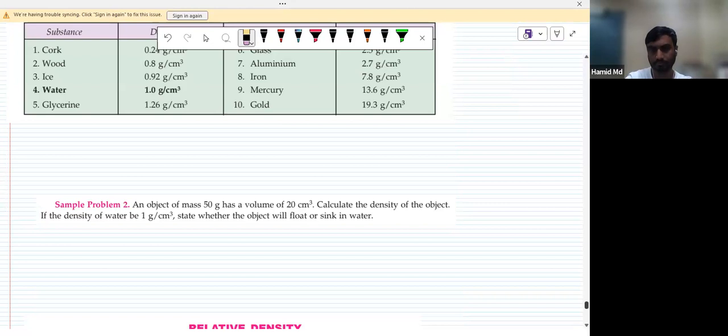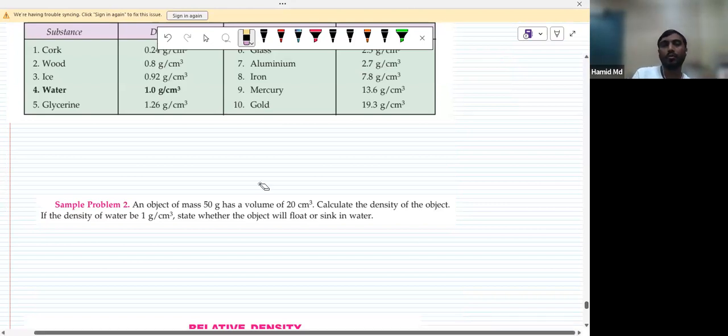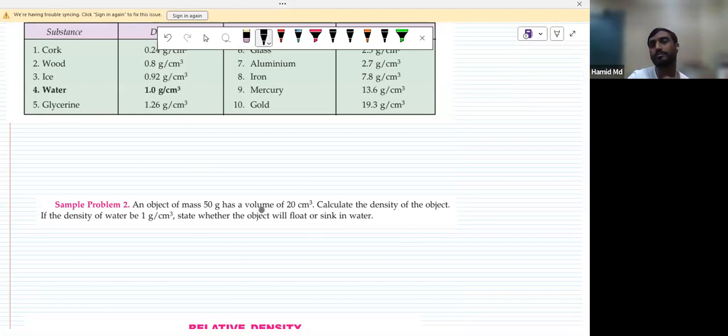To find density, we just have to divide 50 by 20. What is the formula for density? Recall it. Density is mass per unit volume. We have been given the mass and volume as well. Calculate it, compare with this quantity and answer these questions. Only one question, but somehow it's two questions: float or sink.